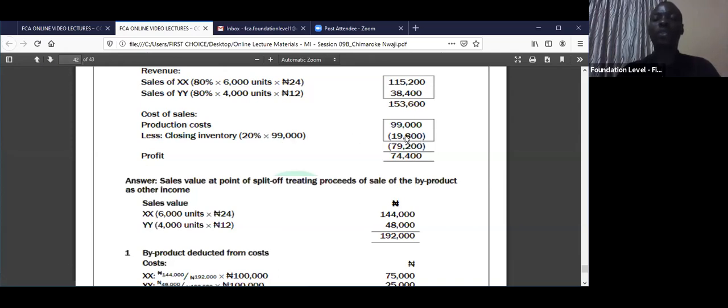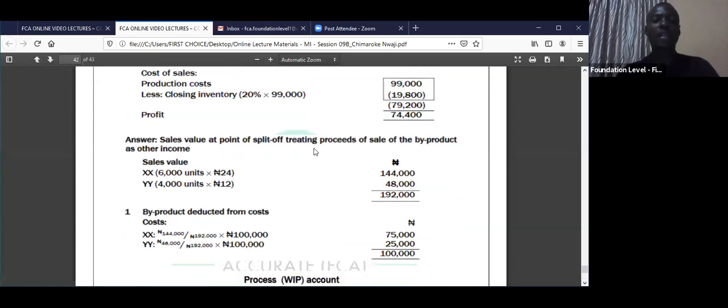So this is your closing stock. When you less it, this is your cost of sale. So this is your gross sales minus your cost of sales. You are getting your profit here. So you see your byproduct is not in it, in this part here. Now, the second way here: sales product at split off point, treating sales proceeds of byproduct as other income. So that's another way. So look at this one here.